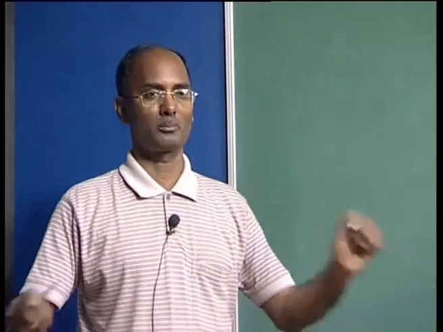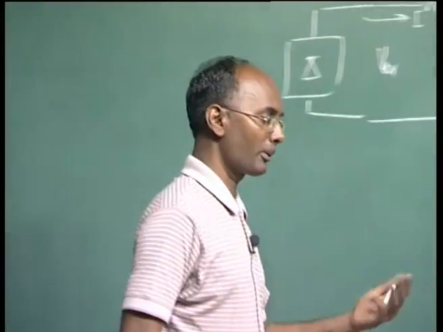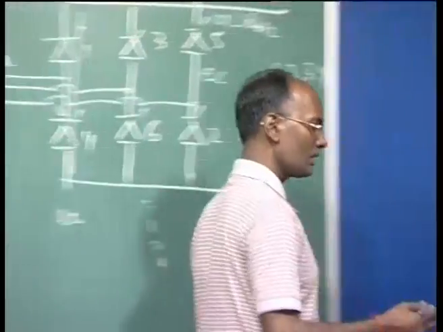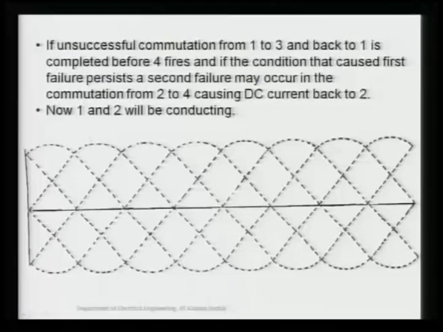So what will be the output voltage? Similar to the previous case, we can draw it very quickly here. Here it is your EBA, here ECB, here it is AC, and now it is your ECA. Here EBC, here it is your EAB, here it is your EBC, and so on and so forth.